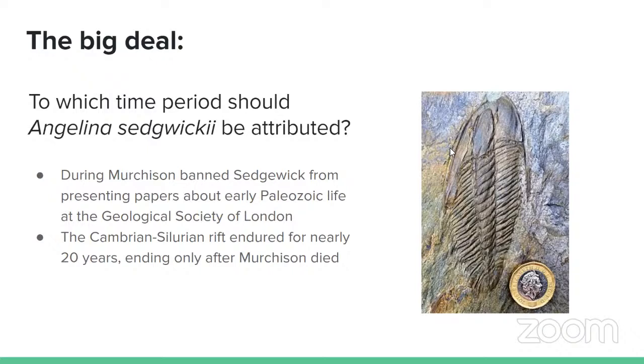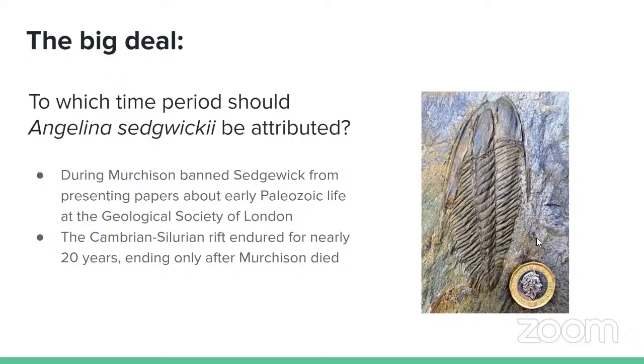Murchison actually named it after Sedgwick while they were friends, which is why it's called Angelina sedgwickii. But they could not agree over which of their time periods it should belong to. It got to the point that Murchison, who was president of the Geological Society of London, where they talked about all the science in Great Britain in the day, ended up banning Sedgwick from talking publicly about Paleozoic life at all. So he basically tried to kick him out of science.